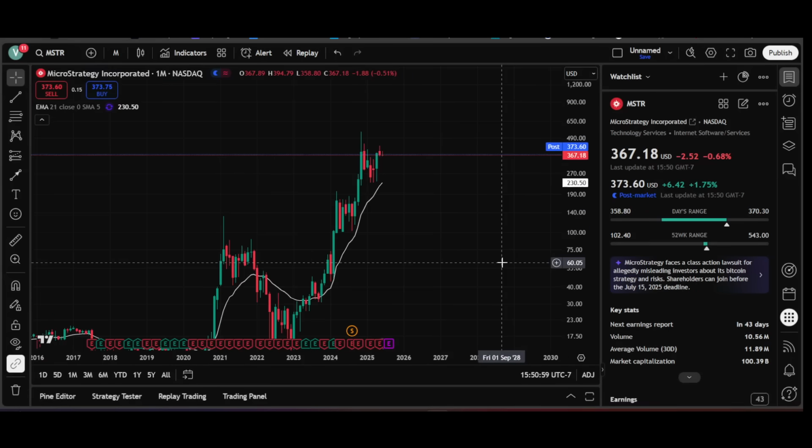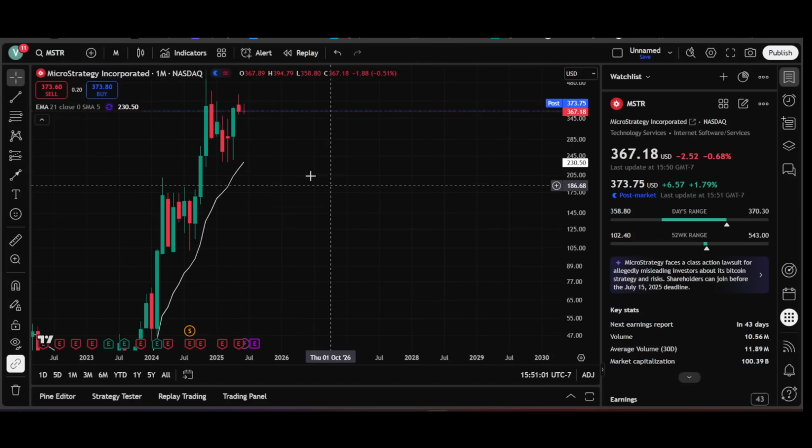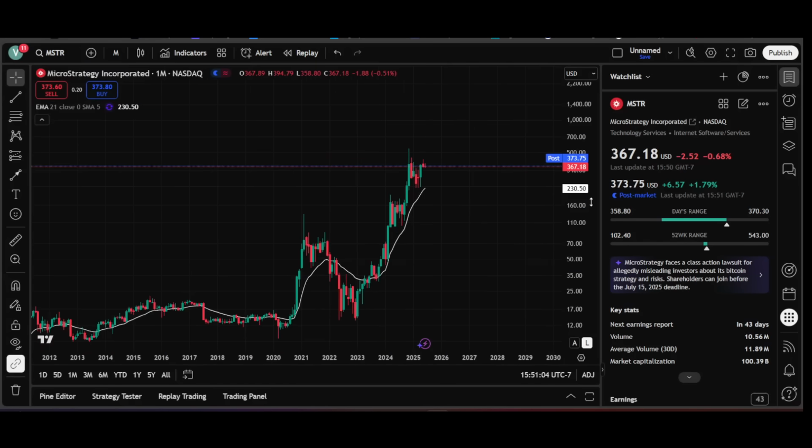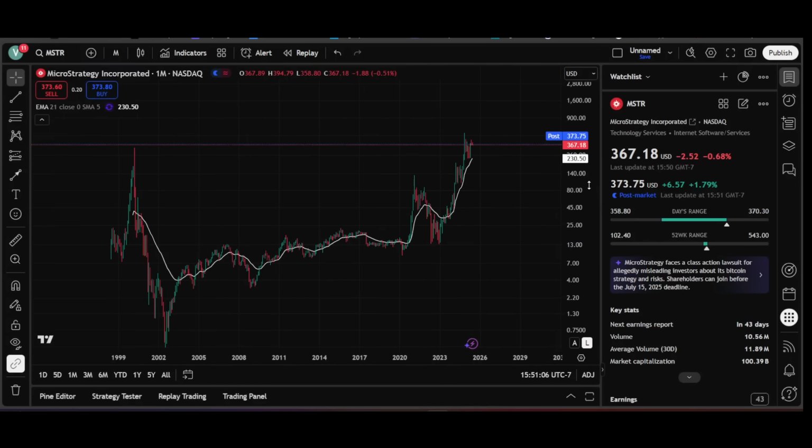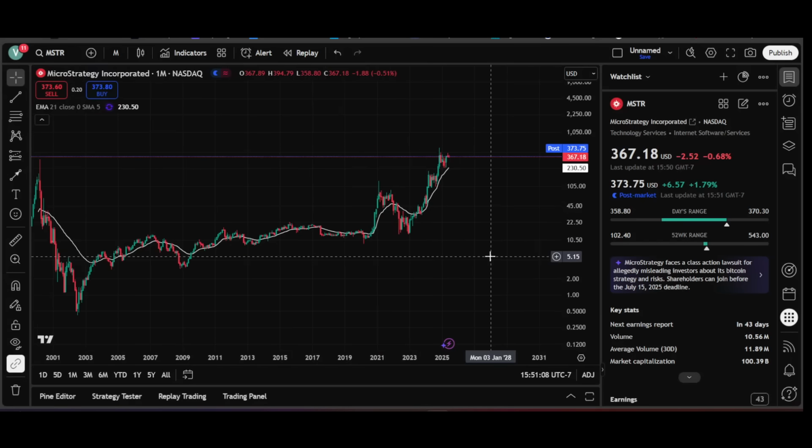So as right now, I would be expecting higher prices for MSTR and potentially reach $4,000 by the end of the year. That's all I have for MSTR.